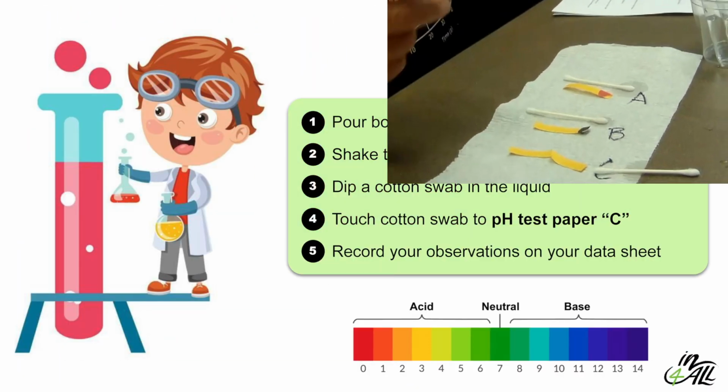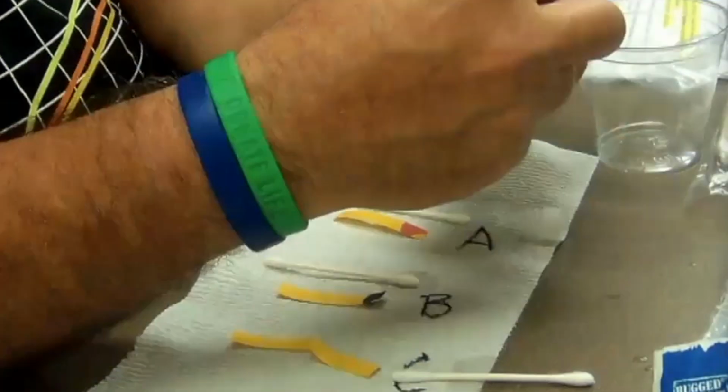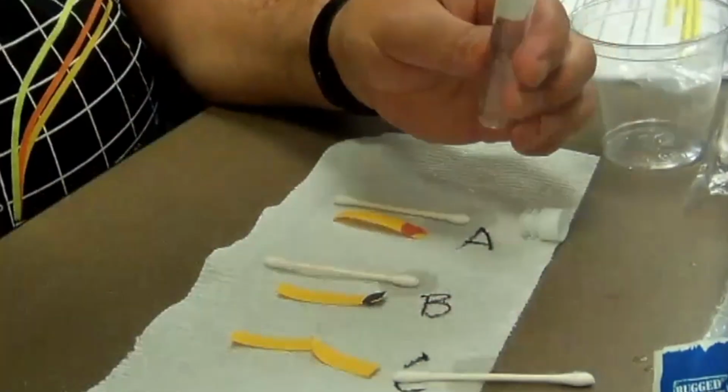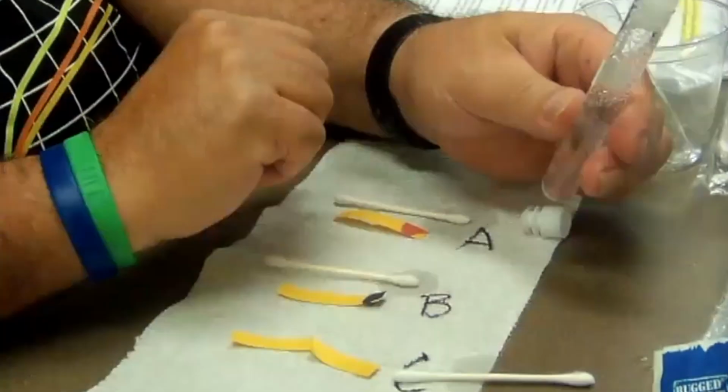Now, what you're going to do is you're going to pour one test tube into the other. It doesn't matter which. So I'm going to take test tube A and I'm going to pour it into test tube B. Put the cap on. You may notice some bubbling.